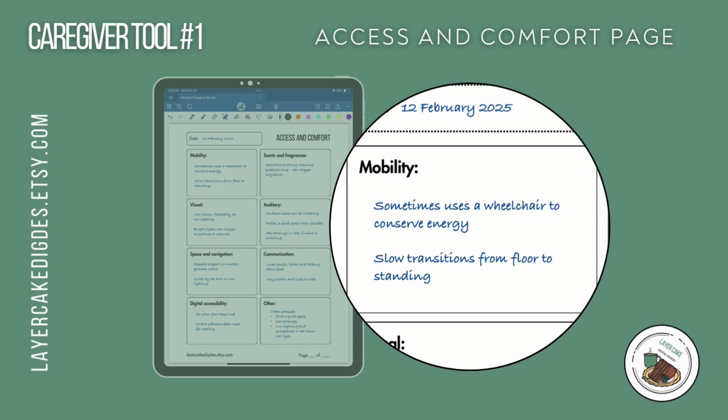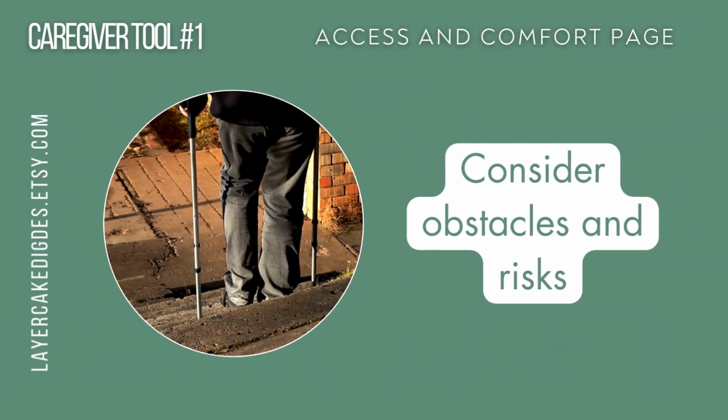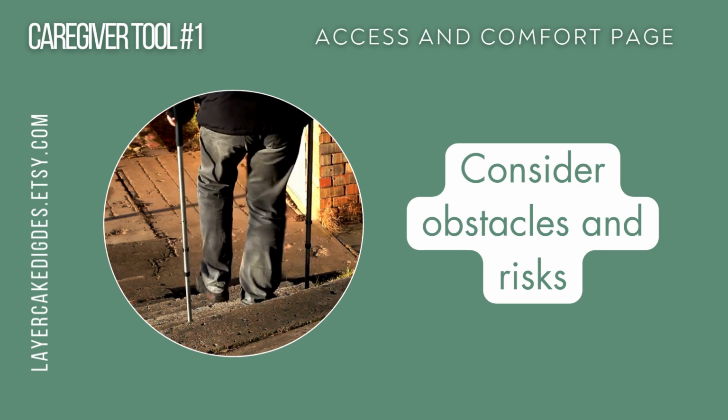Sometimes our person might use a wheelchair to conserve energy, and other times they may be a little bit more mobile. They may have difficulty with transitions from floor to standing that it would be good to mention. Maybe the aisles in a space need to be wide enough to accommodate a walker. It's going to be different for everyone.